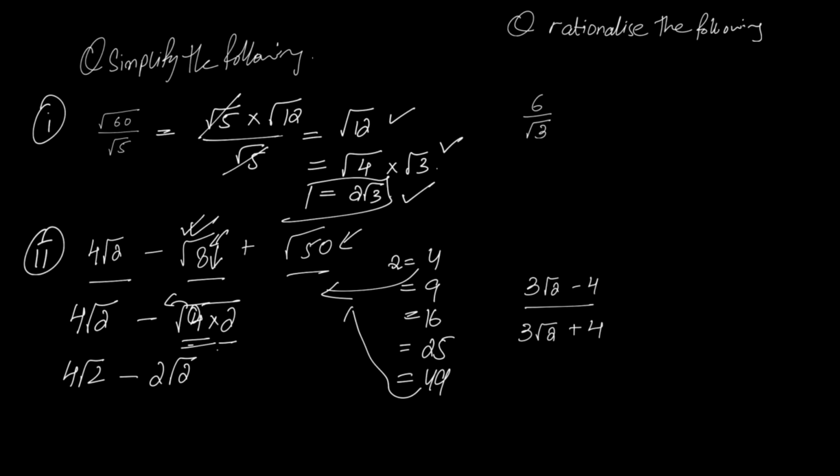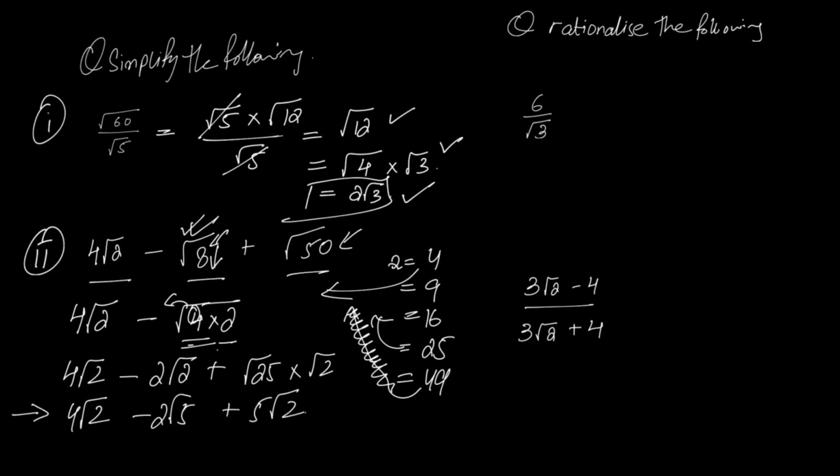Okay, so 49 is a possible number I can fit, but it's not a multiple, so scratch that. 25, yes, 25 I can use, that is a multiple. So root 25 into root 2 will give you root 50, but this will also give you 5. So this gives us 4 root 2 minus 2 root 2 plus 5 root 2.